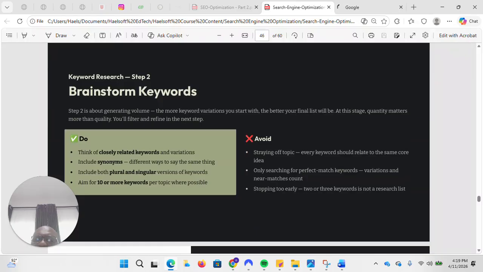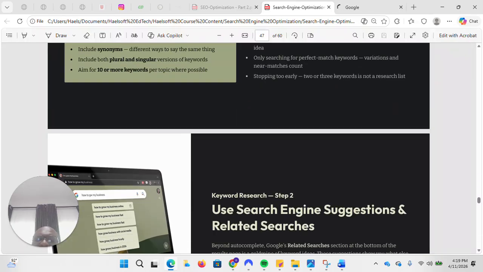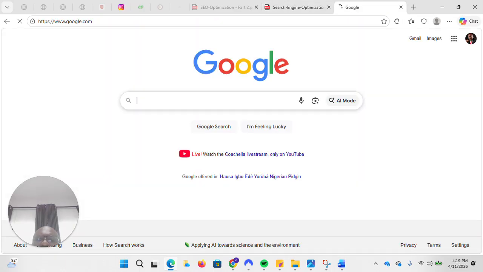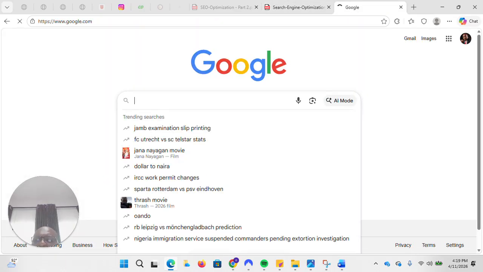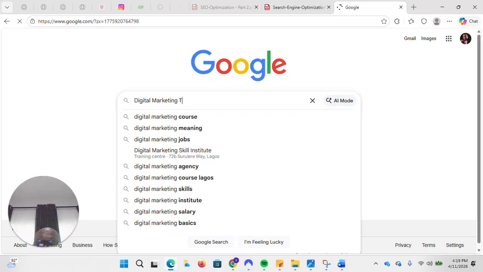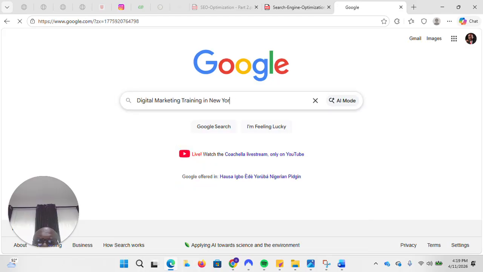Then you have to brainstorm about the keyword, think of closely related keywords and variations. You understand? Then the next thing is to use search engine suggestions and related searches. It's also very important. Like here, this is the Google interface. If I search for digital marketing training in New York. Okay, let me search for just digital marketing training.